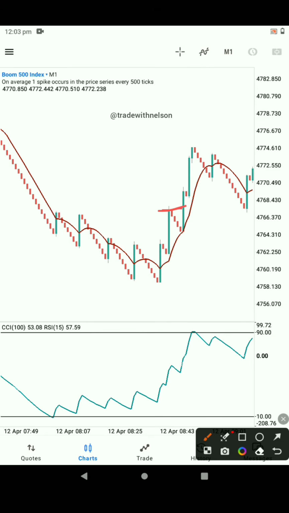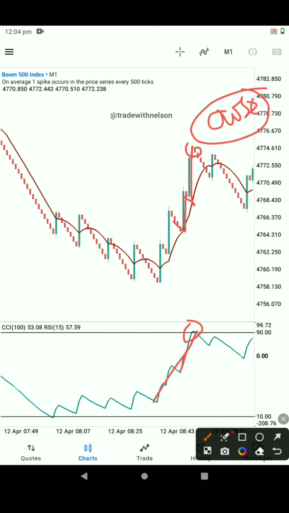We enter our buy here, stop loss can be below this low because we don't expect the market to come below this low. So if market comes below this low, then you know that your trade is invalid and the market is likely to continue in a downtrend. So you can see over here, we have a spike, then we have another spike that pushes the CCI into the 90 level. So once you have that, you close your trade.